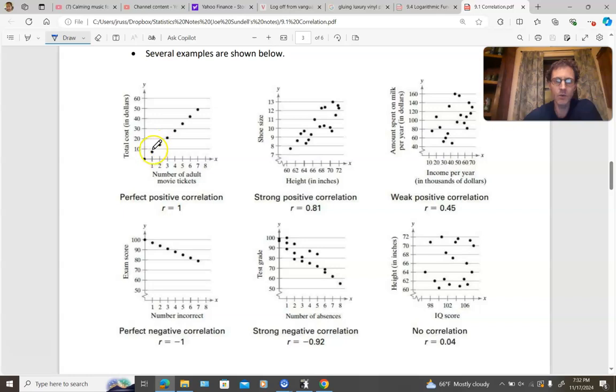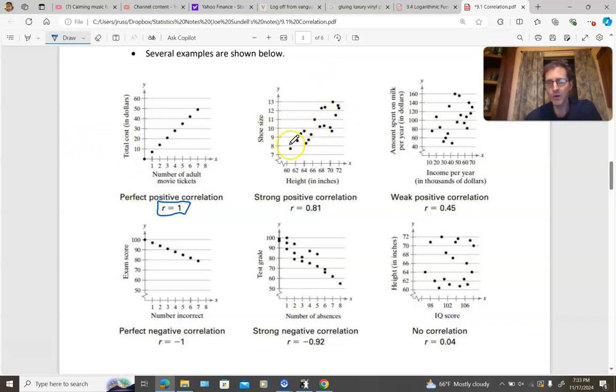Each of these points, or ordered pairs, represents an actual ticket purchase. So see here, this point represents 2 tickets purchased, and then the corresponding cost or price, and so on for the rest of these. So this does actually form a perfect positive linear correlation. And so in this case, your correlation coefficient would be exactly 1.